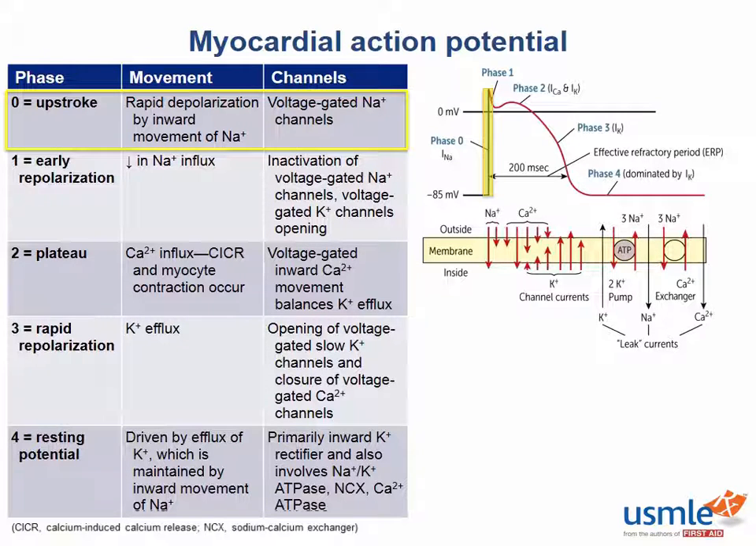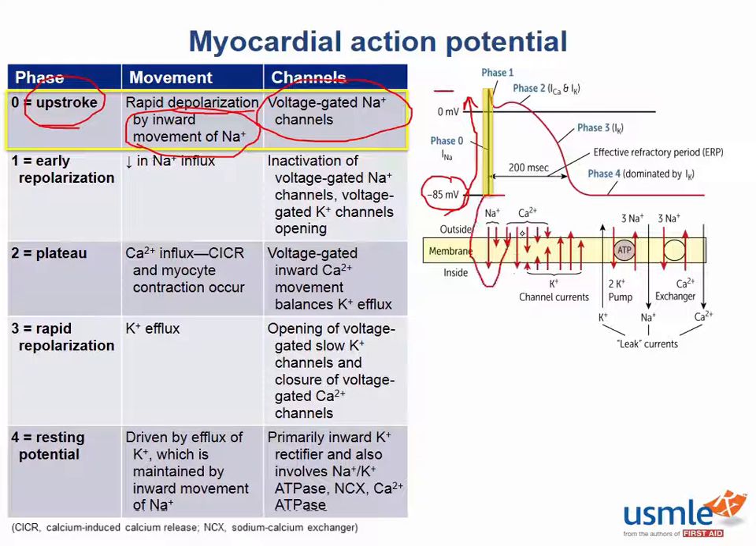Phase 0 is the beginning of the action potential. It's called the upstroke, because this corresponds to a very quick, or you could say rapid, increase in cell membrane potential, basically from negative 85 up to greater than 0. This corresponds to the opening of fast, voltage-gated sodium channels. So the key here is sodium channels open, resulting in a rapid depolarization as a result of inward movement of sodium. The positively charged sodium is entering the cell, depolarizing the cardiomyocyte.